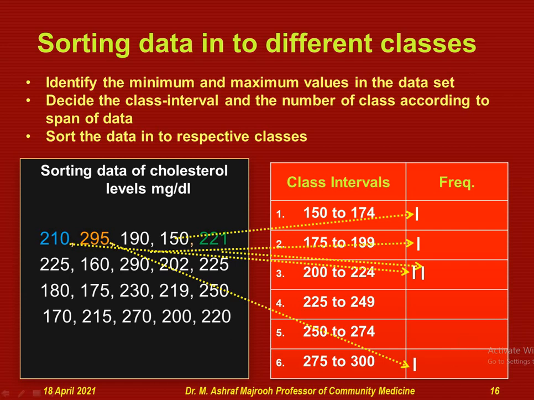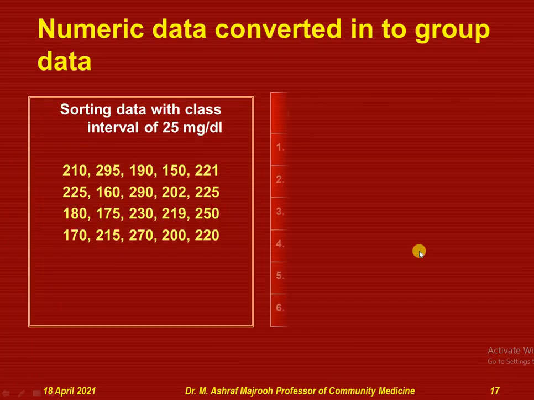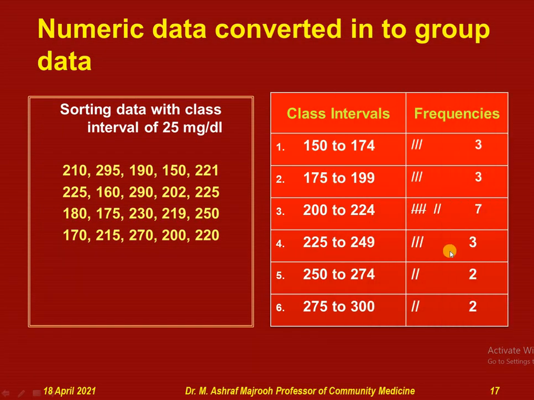In computer, sorting is automatically carried out through the software, and manually this is the tally method of data sorting. Now we can see all the data items have been sorted into these 6 classes, and the frequency table frequencies are generated.